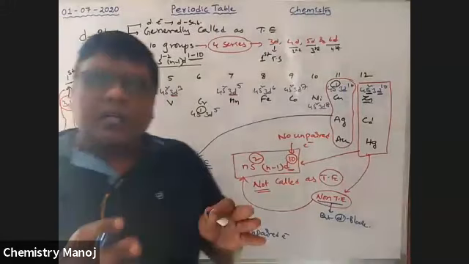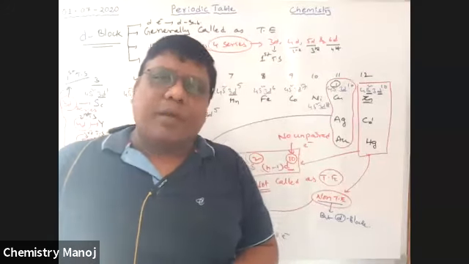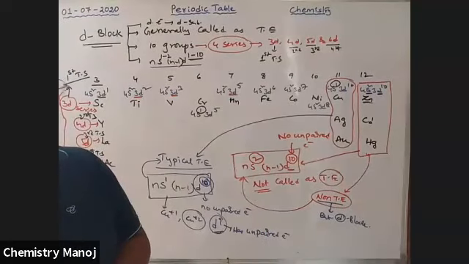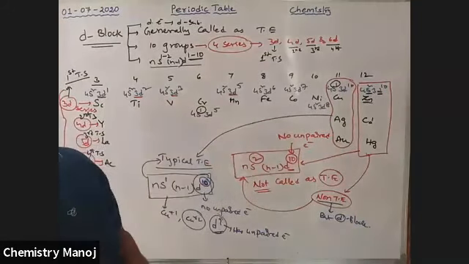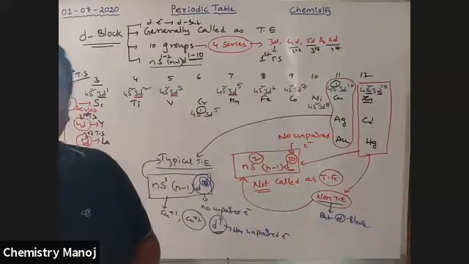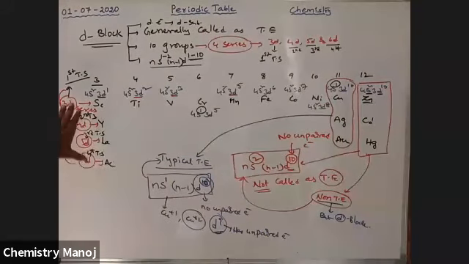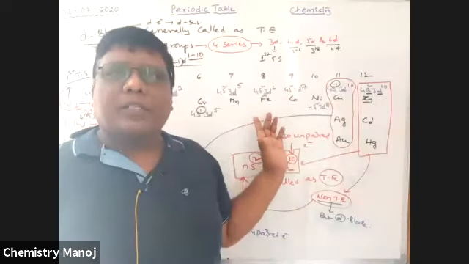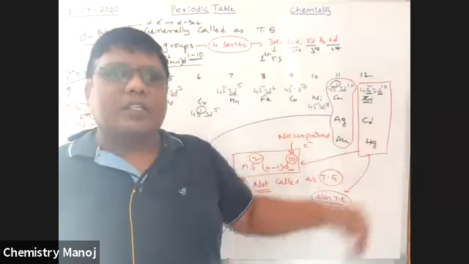But all transition elements are d block elements. Am I correct? All transition elements are d block elements. Am I correct or not? Here, these are all d block elements, but zinc, cadmium, mercury are non-transition. That means not all d block elements are transition elements, because these are d block elements but not transition elements.